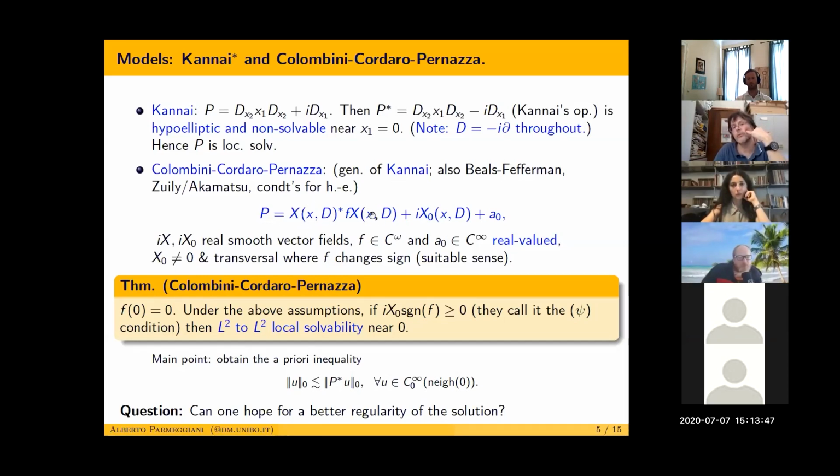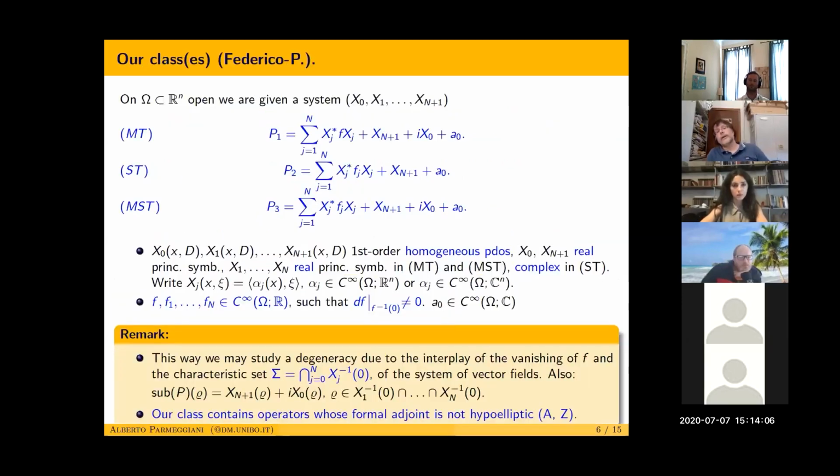So x commutes with itself, so there is no extra situation, because then ix naught is completely taken by this condition here. And so this, very roughly speaking, gives you this kind of solvability. But then the question is, can we hope for better regularity? So with Serena, we considered these three kinds of operators.